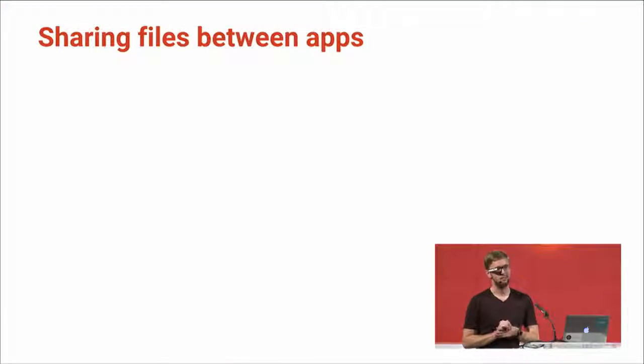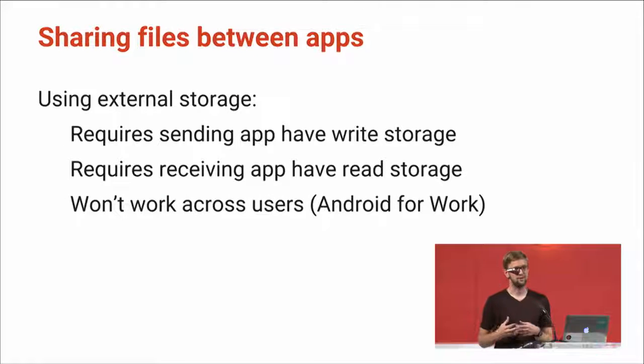So let's look at kind of one of those common examples, right? The share button that you've seen, hopefully in many apps, the actual share button, not some fake share button. And this is very common for using, say, sharing an image from your camera app to, say, a social media app. Now, if we were able to use external storage, right, the sending app might write it to some place in a public directory. And then the reading app would then need to have the read storage permission to then read the app. And of course, this will never work in Android for Work scenarios where the actual receiving app and the sending app are on two different users.